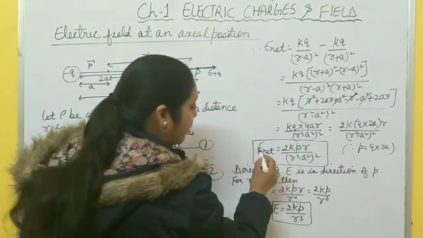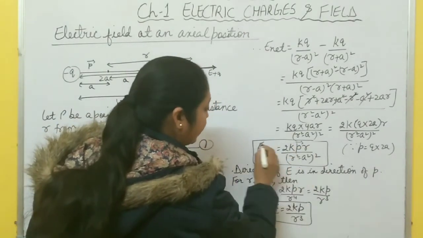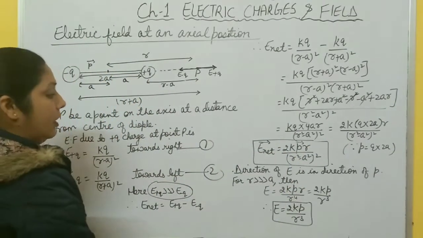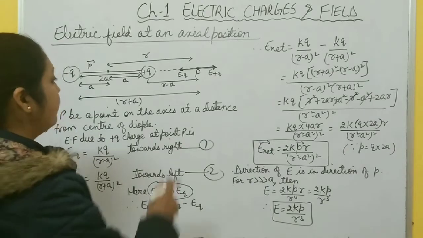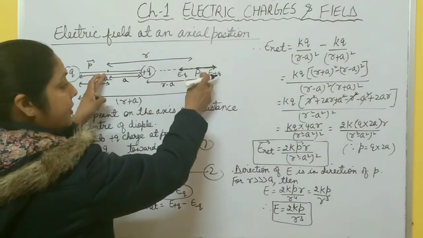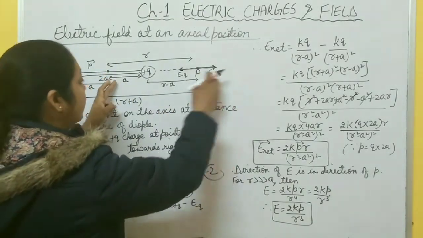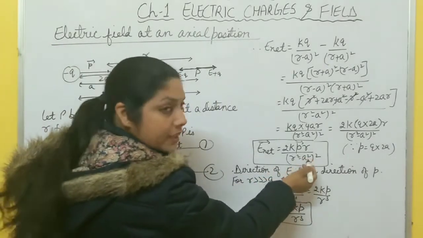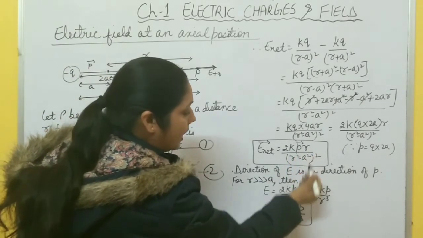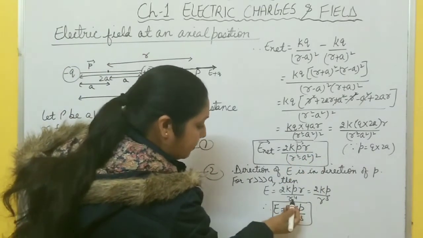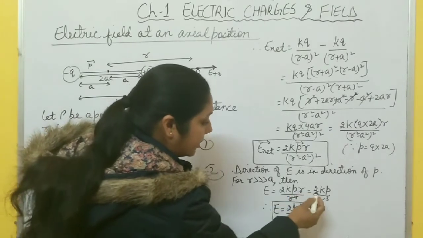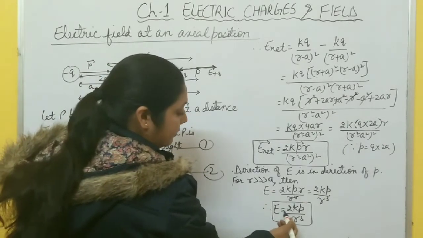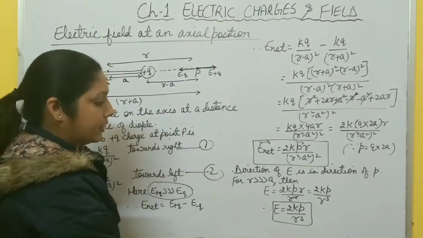If you write it in vector form, then this is a vector and this one is also a vector, right? 2kpr by this one. Now for r greater than a, if the distance from the center to the point at which the electric field is determined is much greater than the length of the dipole, in that case a square is neglected, so it becomes 2kpr by r to the power 4. One r cancels, and you get 2kp by r cube. So the electric field is 2kp by r cube, right?